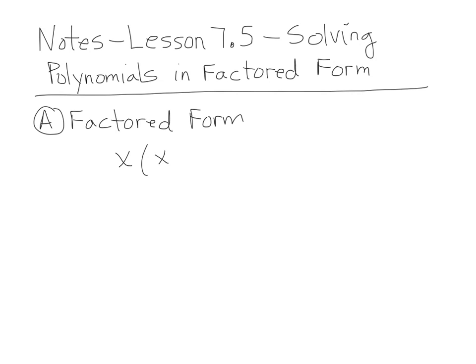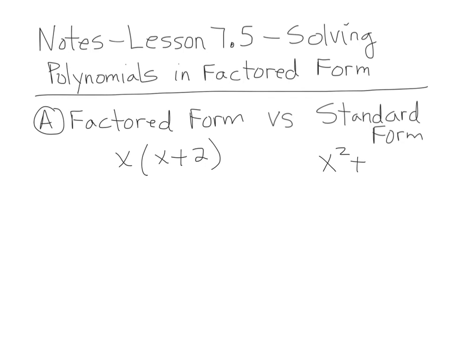X times the quantity x plus 2. Because you have a couple things being multiplied: x being multiplied to x plus 2. So it's before you distribute. Factored form is different than standard form. Standard form is when you have it all multiplied out. So standard form would be if you took this and distributed it and put it in correct order: x squared plus 2x. That's when things are separated by addition. Factored form, they're separated by multiplication.